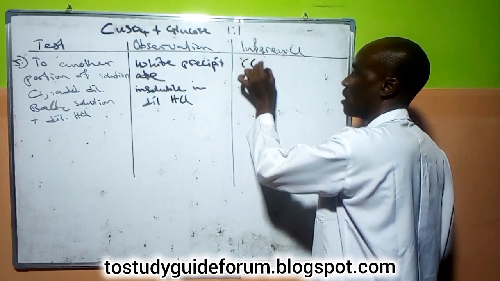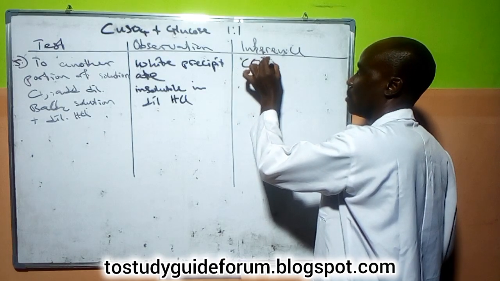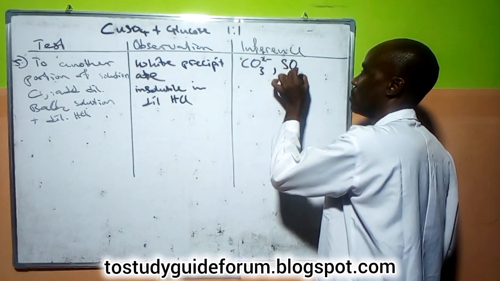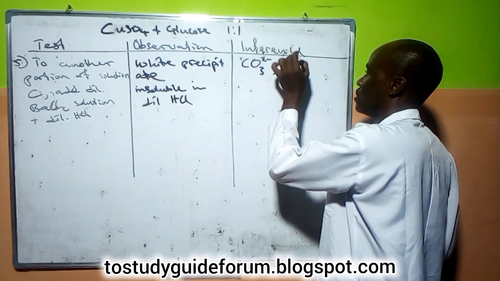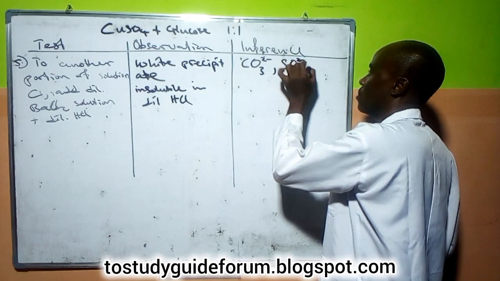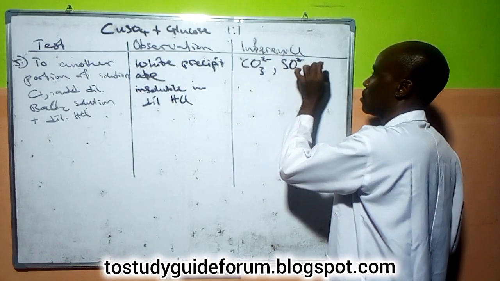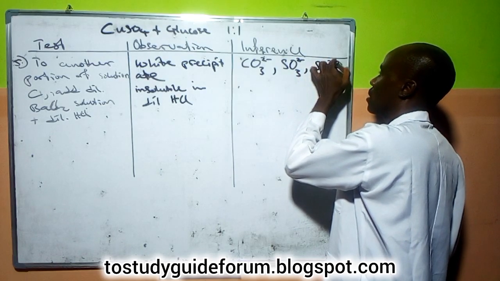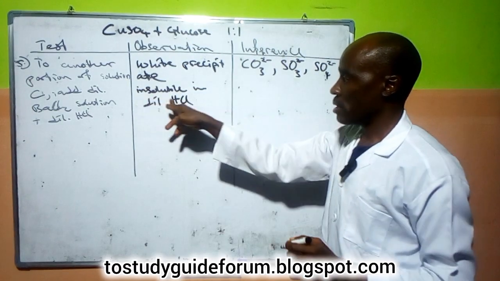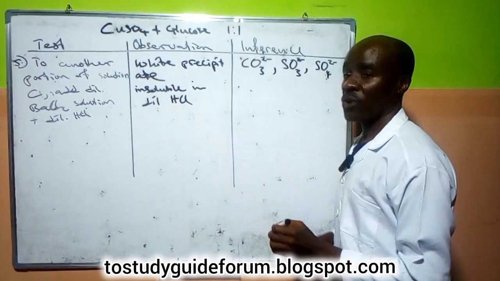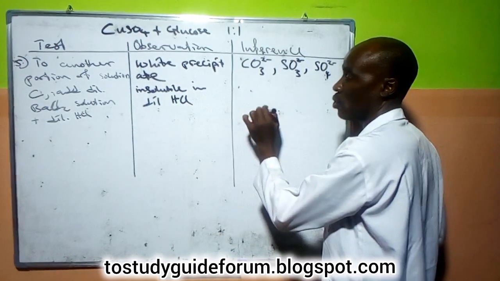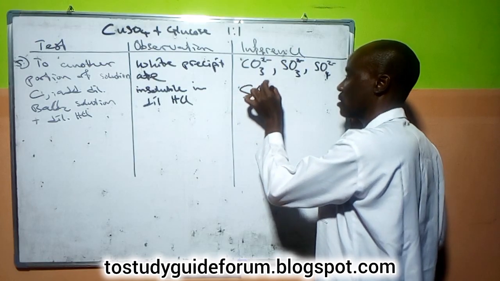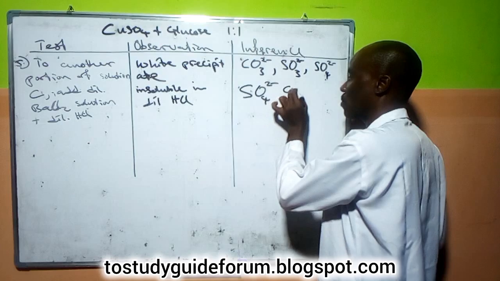Now, when we have an observation like this, what the white precipitate is telling us is that we are likely to have a carbonate ion, or a sulfite ion, or a sulfate ion. The one that is insoluble in dilute hydrochloric acid confirms the presence of the sulfate ion. Confirmed.